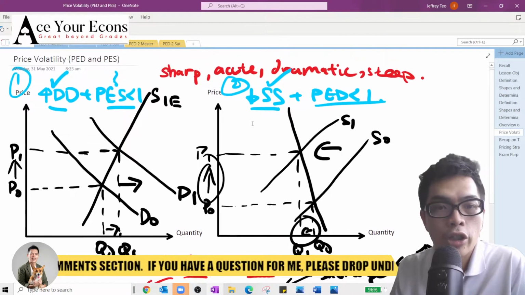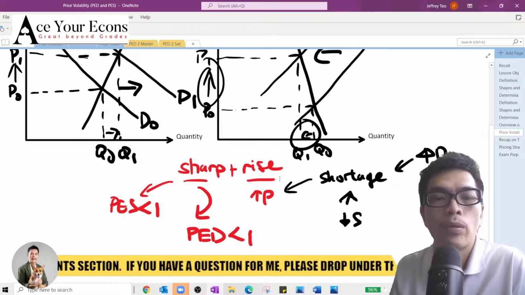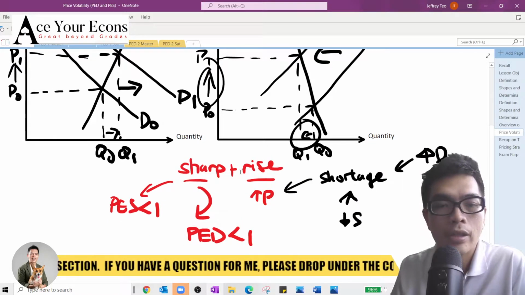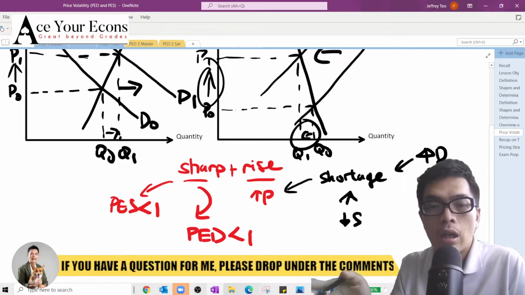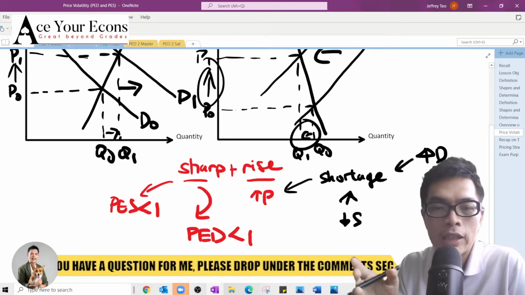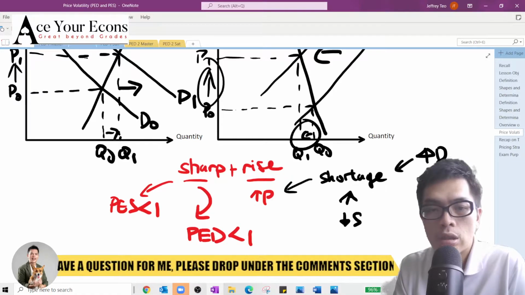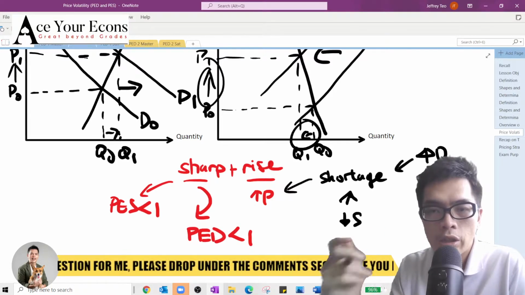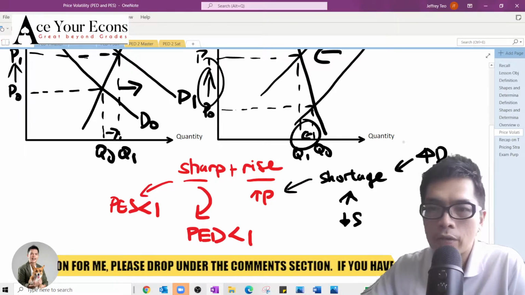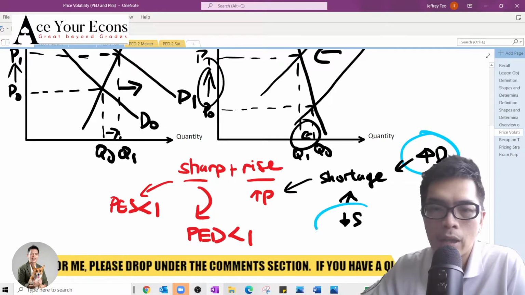So the condition, you have to break it down into 2 halves. The first half is to look at the rise. A rise in price has to be satisfied by a shortage, right? Shortage will lead to upward pressure on price. So a shortage can only be satisfied with an initial increase in demand or fall in supply.